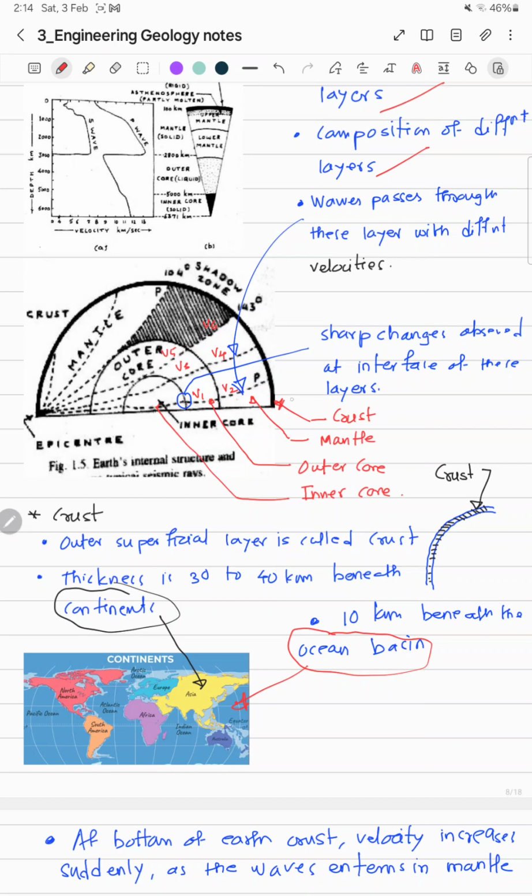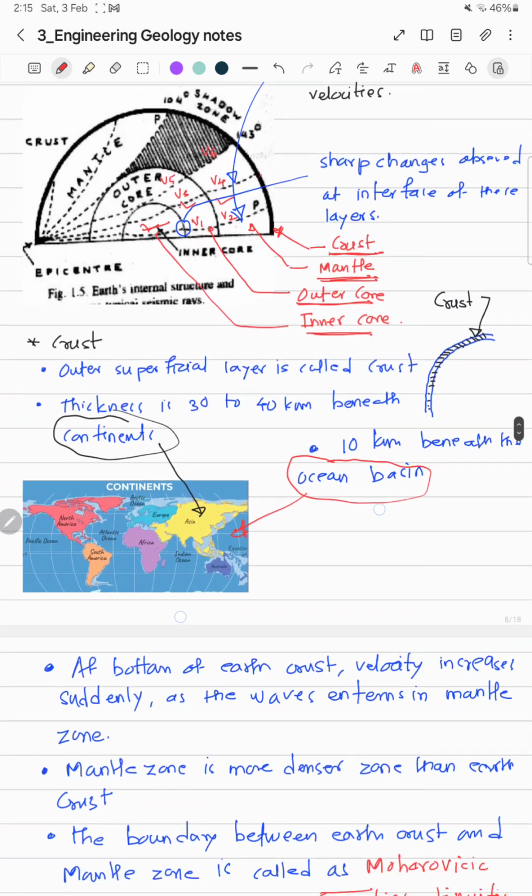The first zone is the earth crust, that is the surface part of the earth. The second zone is the mantle zone, the third zone is the outer core zone, and the fourth is the inner core zone. So this is the inner core, this is the outer core, this is the mantle zone, and this is the earth crust. First of all we will see the earth crust.